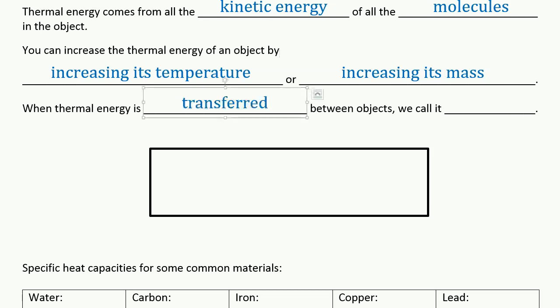When thermal energy is transferred between objects, we call it heat. I'm going to be kind of particular here. We often use the words heat, thermal energy, temperature interchangeably in everyday language. But in physics, they all have very specific meanings. Thermal energy is different from temperature, and it's different from heat. They are three different things.